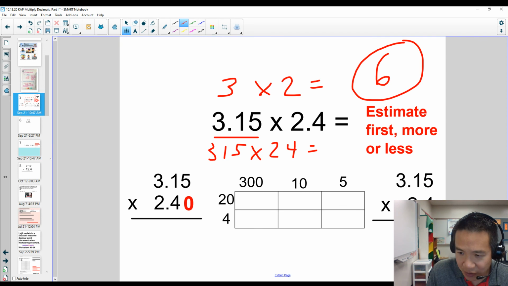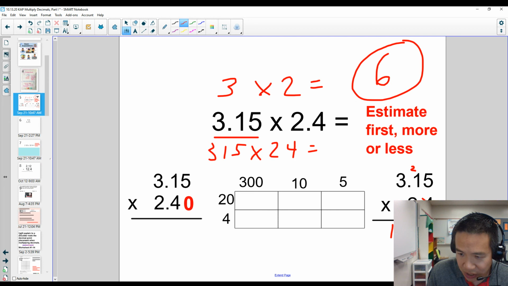4 times 5 is 20, carry the 2. 4 times 1 is 4 plus 2 is 6. 4 times 3 is 12. I cancel out the 4 and I put an X here. Some people put a 0 here because we're now on the tens place.